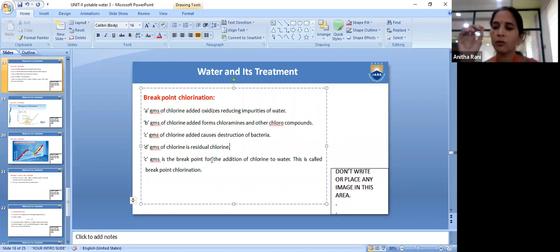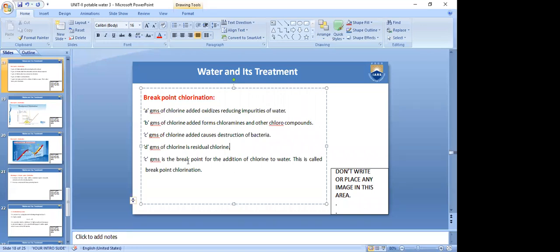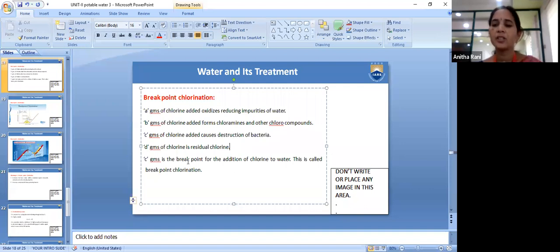So when we go for the chlorination process, we have to add the exact amount of chlorine to destroy the bacteria present in water. Remember this, students. How can we know that exact amount of chlorine? With the help of the graph. We do an experiment and, with the help of the graph, we can know the exact amount of chlorine to add to water.